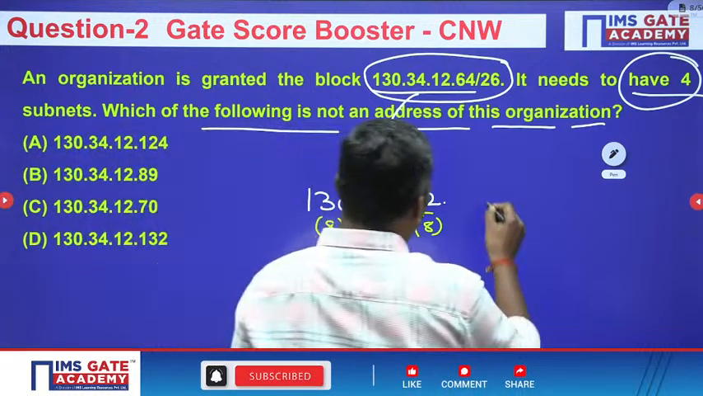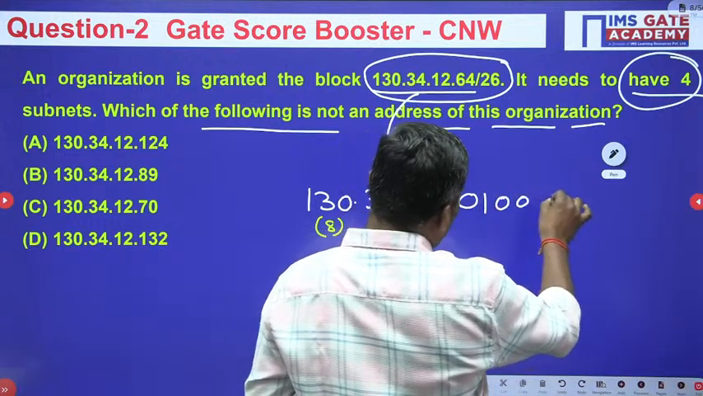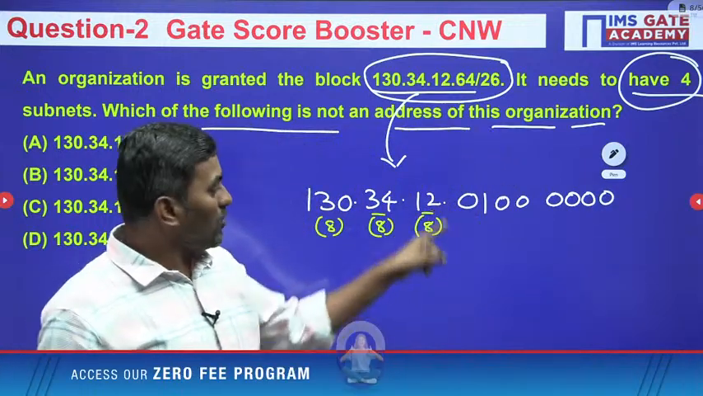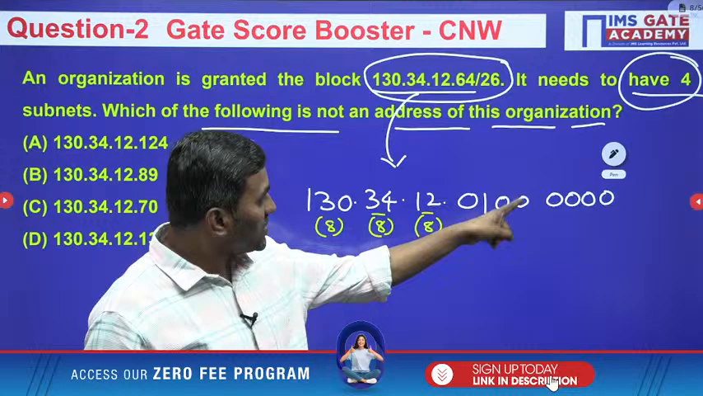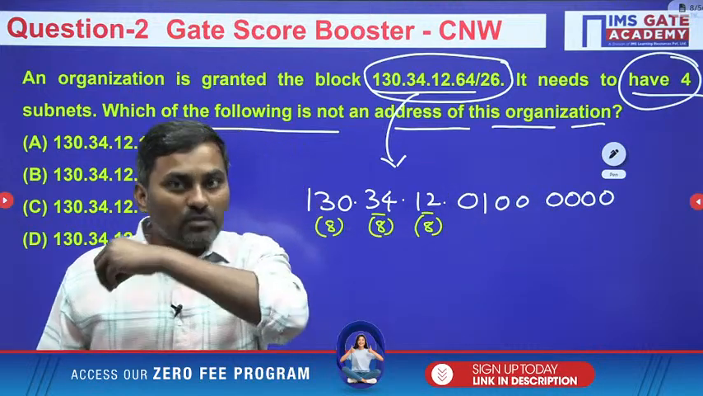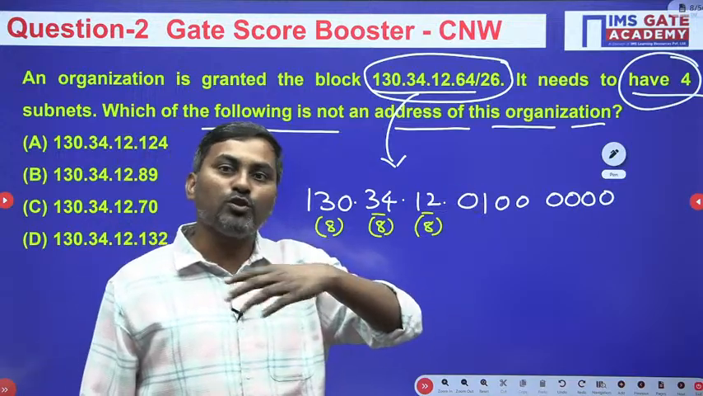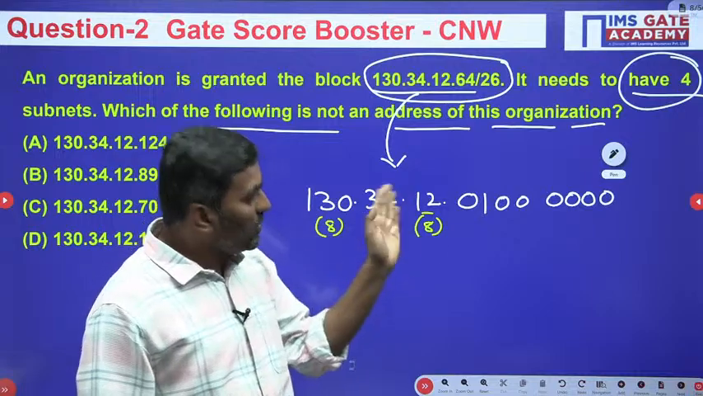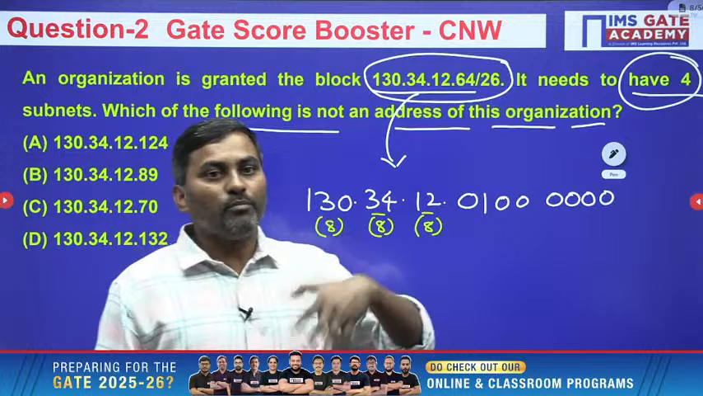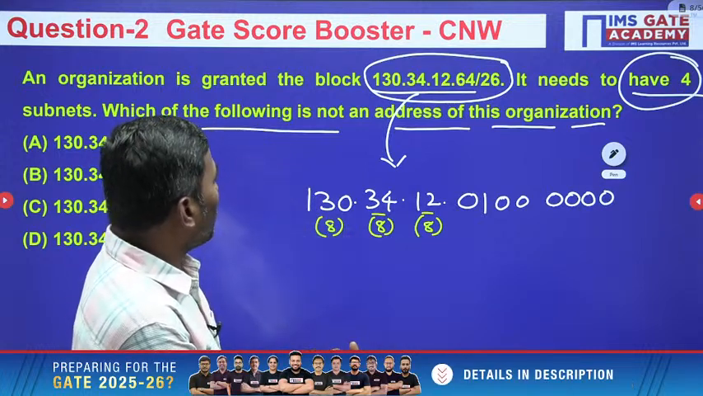Then again 64 in the last octet: 0, 1, 0, 0, 0, 0, 0, 0. Isn't it? Because the first bit weight is 128, 64, 32, 16, 8, 4, 2, 1. So all of you please observe the bit pattern. You should know the bit positions and bit weights of every 8-bit number, either from left to right or right to left, so that you can minimize the problem solving time. So 24 plus 2, okay.